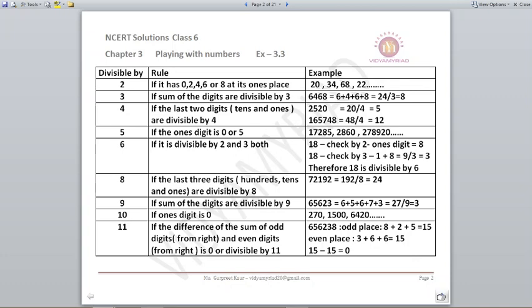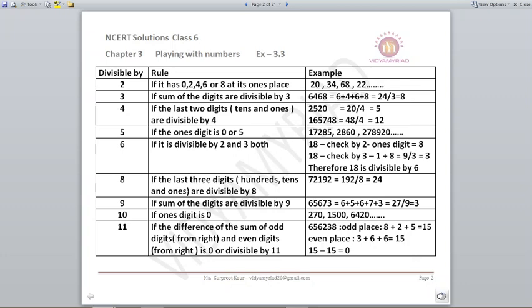In case of 6, you have to test the divisibility by 2 and 3. If in both cases they are divisible, only then it will be divisible by 6. I have done an example of 18 here. By the divisibility rule of 2, its ones place is 8, so it is divisible. By 3, it is 1 plus 8, which is 9, and that is also divisible by 3. 18 is divisible by 2 and also by 3, so we can say that 18 is divisible by 6. We have to check it separately.